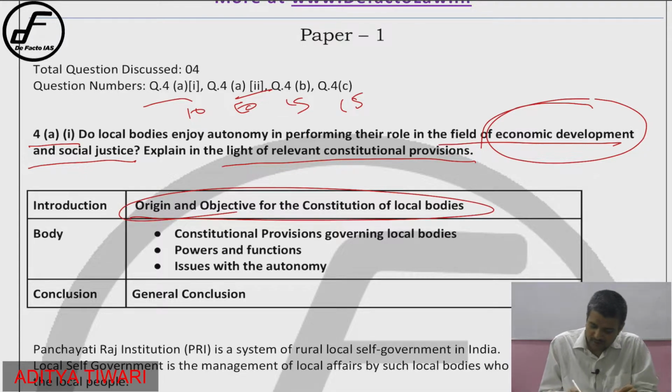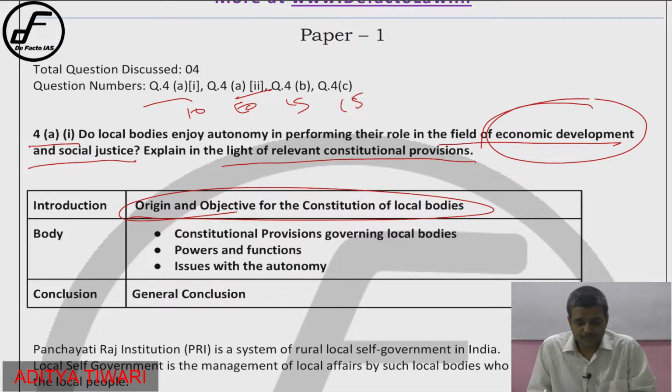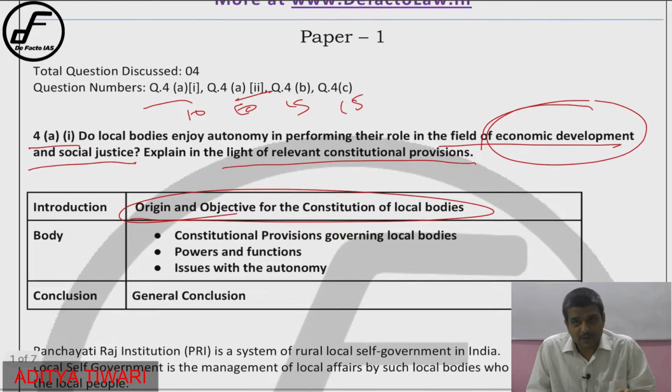So how will you approach it? Talk about local bodies in general, types of local bodies, and what the objective was, right? Initially, you must have seen that local bodies did not find a place in the constitution. It was through the 72nd and 73rd amendments that these local bodies became a permanent part of the constitution.